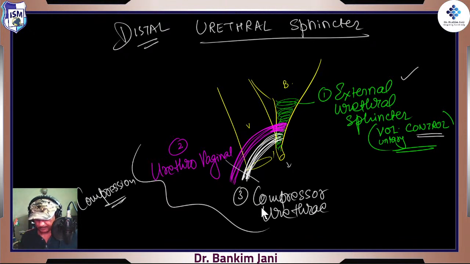Again, if you just rotate it, you'll find that the deep transverse perinei, superficial transverse perinei, and levator ani, all of them contribute. And the deep transverse perinei, which takes part from the lateral side, is a smooth muscle.